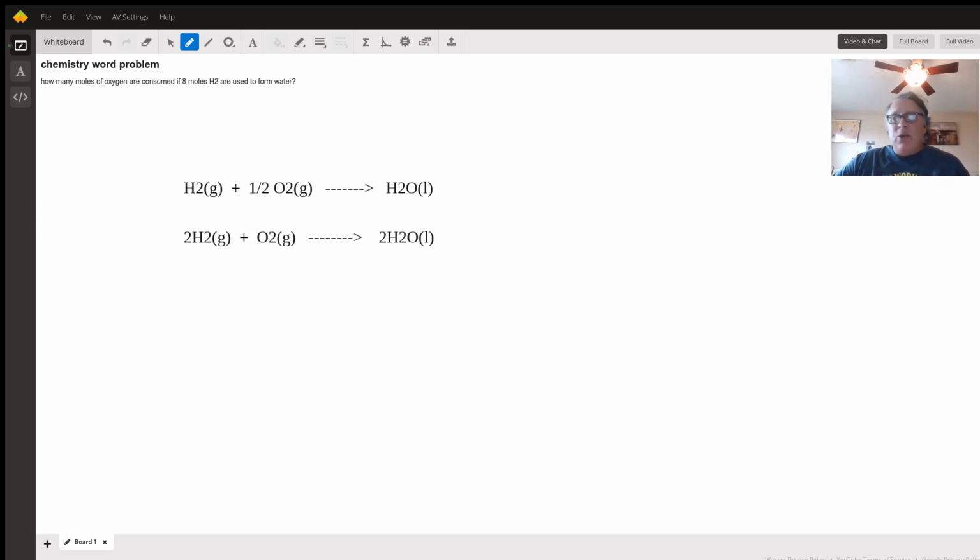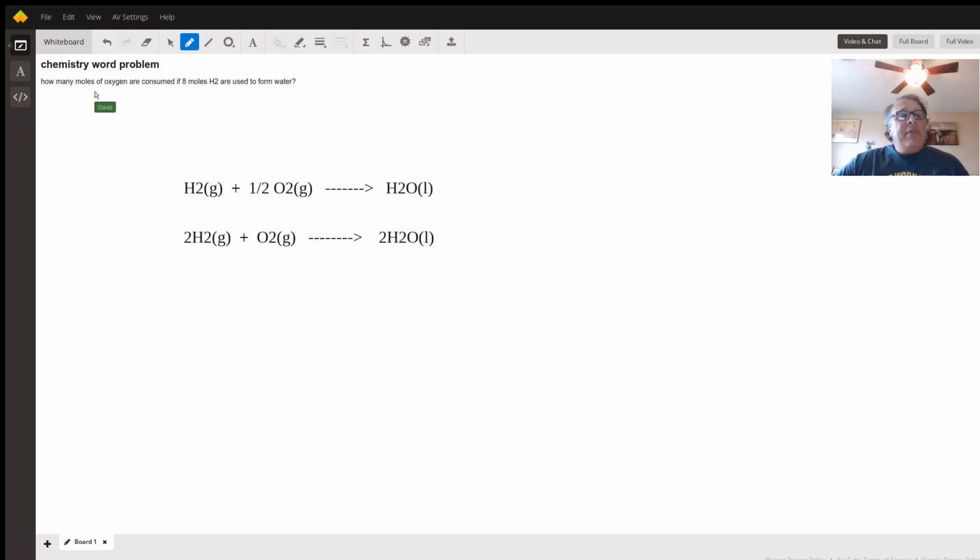But if you don't like the way that looks, and if it makes you uncomfortable and interferes with your sleep patterns, then by all means, just double that reaction to get 2H2 plus 1O2 gives 2H2O, because the only thing that matters is the mole ratios. It's not the absolute mole quantities. That's not what the coefficients represent. They represent relative mole ratios.